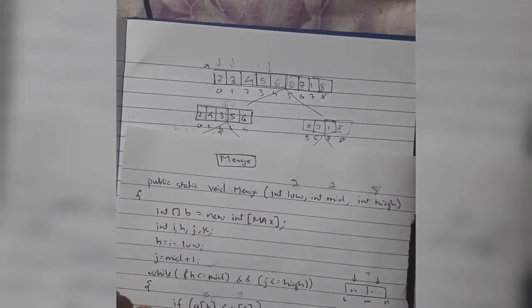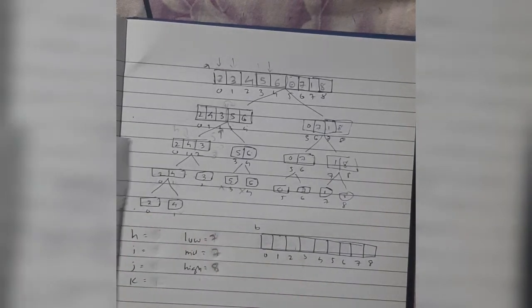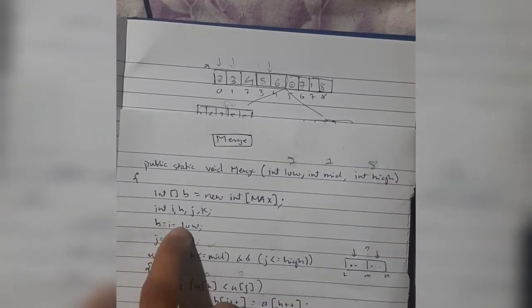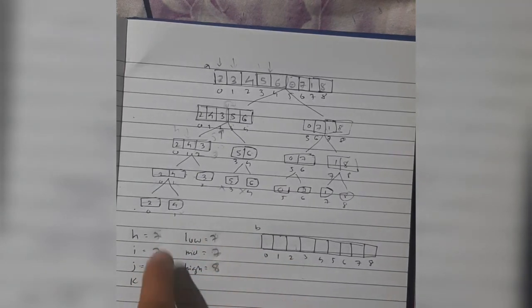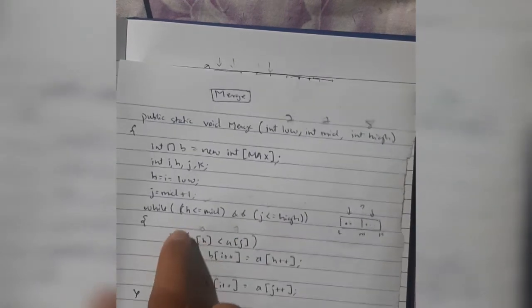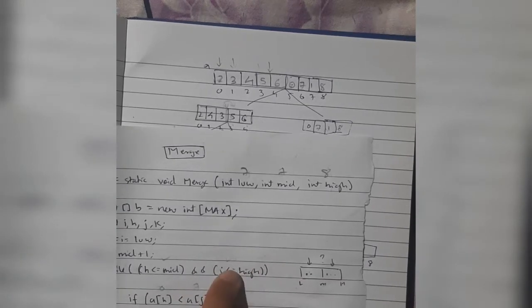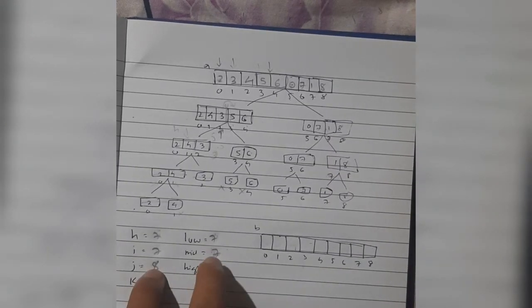Now using these values, we have called the function merge. The new array will be created. B, I, H, J and K will be created. So here I, H and J. Then H is equal to I is equal to low. So H and I value will be 7. J value will be mid plus 1. Using these values, we are comparing A of H. Is H less than or equal to mid? True. Is J less than or equal to high? True.